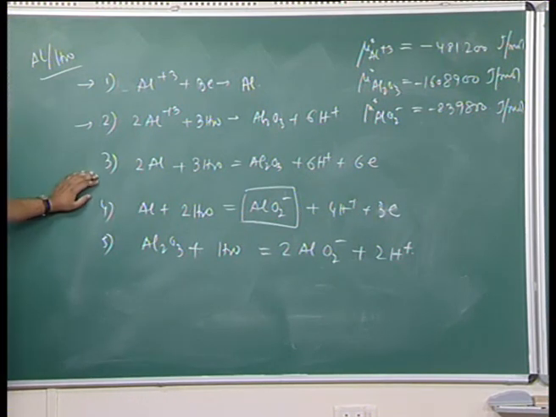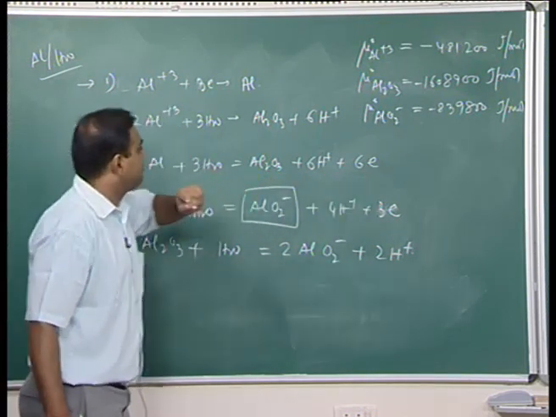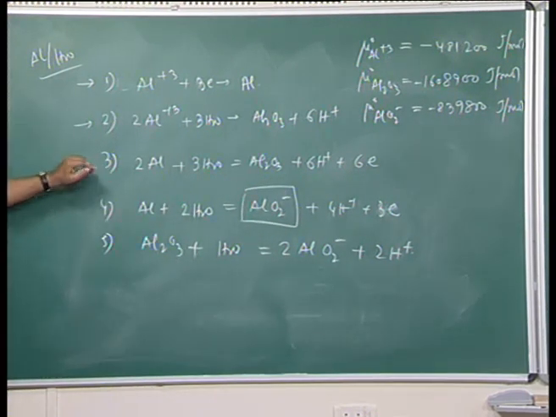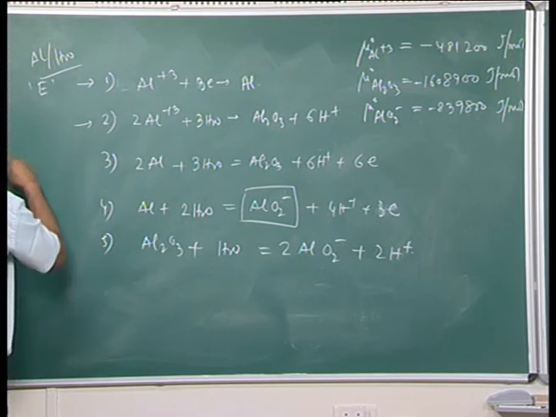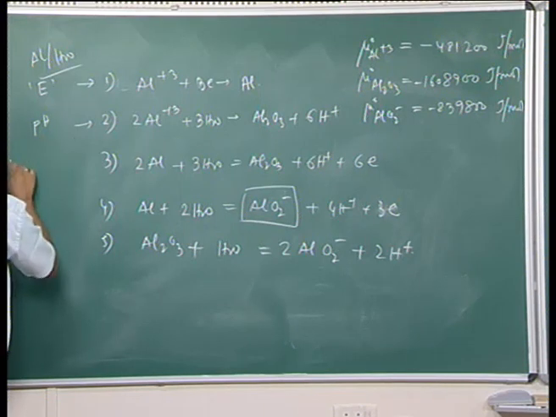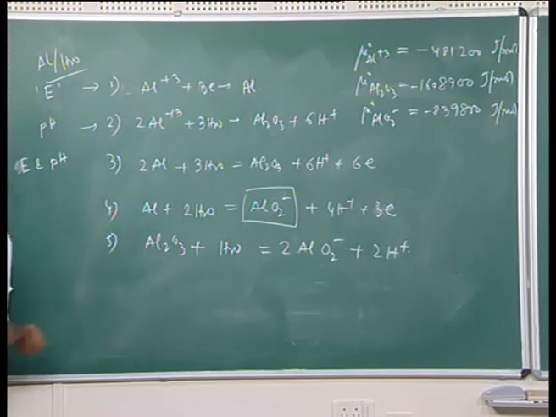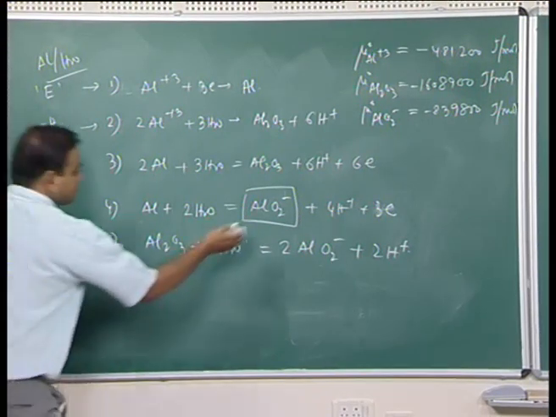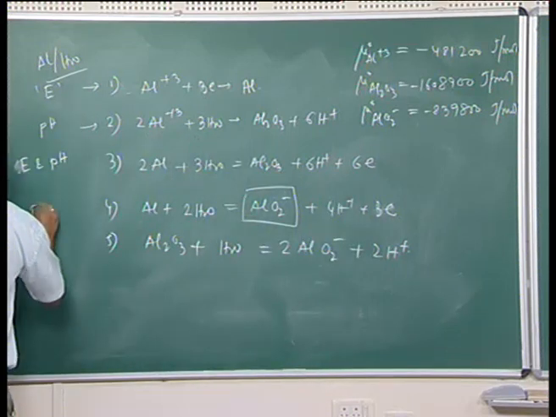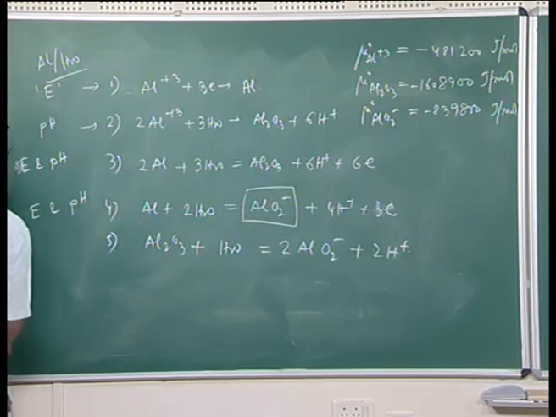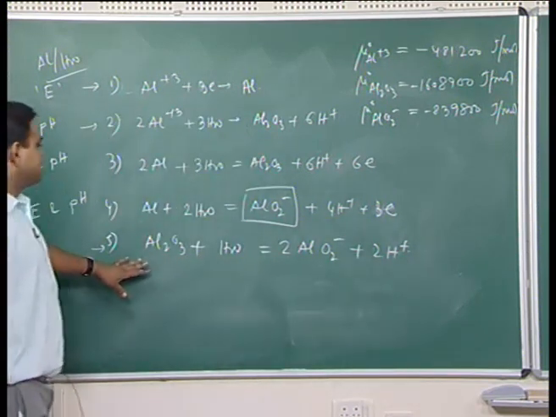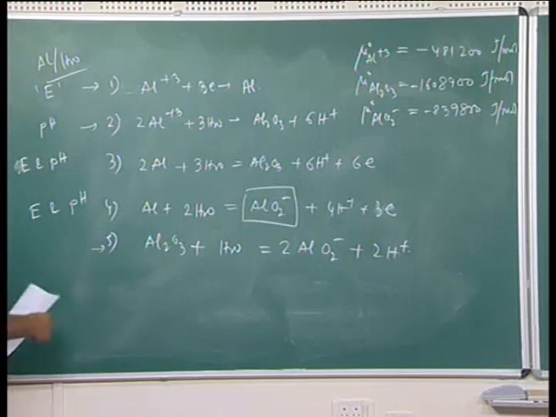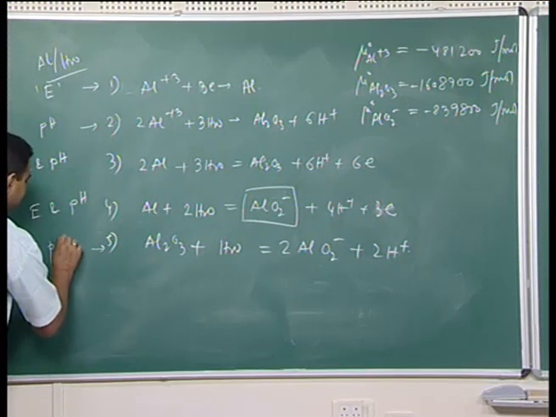Now, if you come to this, here we have H plus as well as electron involvement. So, this should be potential as well as pH dependent. Same way this should also be E as well as pH, because we have H plus ion as well as electron. So, E and pH, and this is again you see only H plus, no electron. So, this is also only pH dependent.